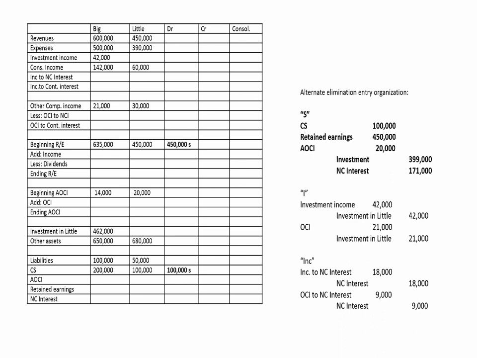Okay, let's go ahead and post our elimination entries to our worksheet. As always, we eliminate beginning retained earnings and common stock. We also eliminate the beginning accumulated other comprehensive income. And we credit the investment in Little and the non-controlling interest.